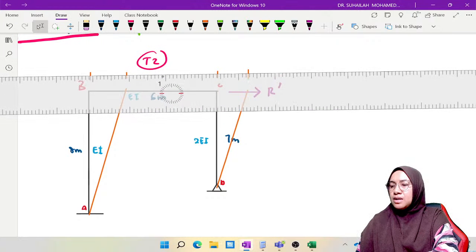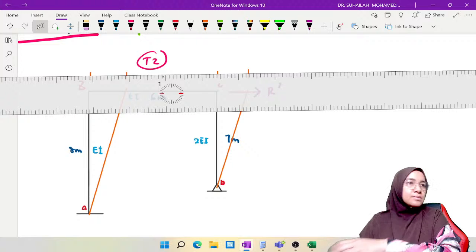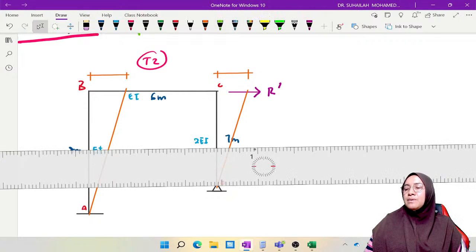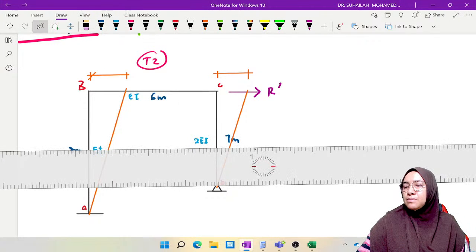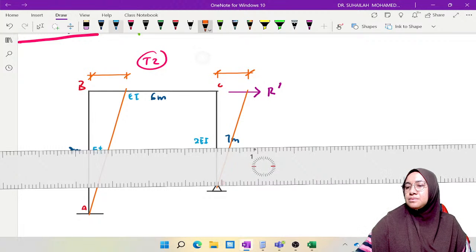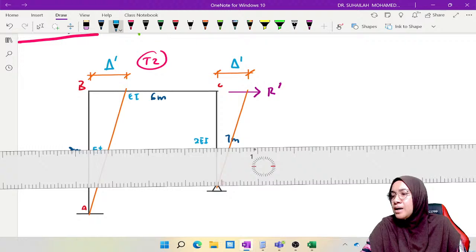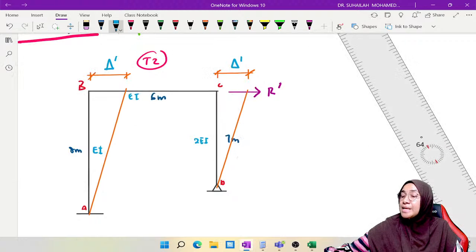Can you hear my voice? Okay, the drawing may not be very accurate, but the concept is that we must assume both of these are the same. This is delta, this is also delta. Delta prime and not delta, because we cannot assume directly. So this is indirect.